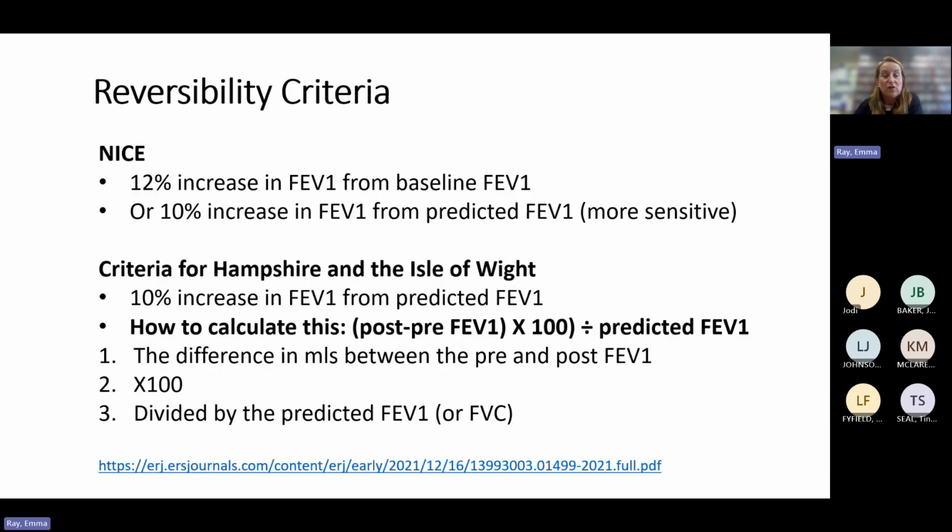So your reversibility criteria, I've mentioned that. You can use the 12%, which is mentioned by NICE, and you don't have to have a volume for children. It's just a 12% increase from your baseline FEV1 to your post value. But as I said, if you're using the predictive value, it's much more sensitive, and that's the calculation there with a reference. And I'll share these slides with you.